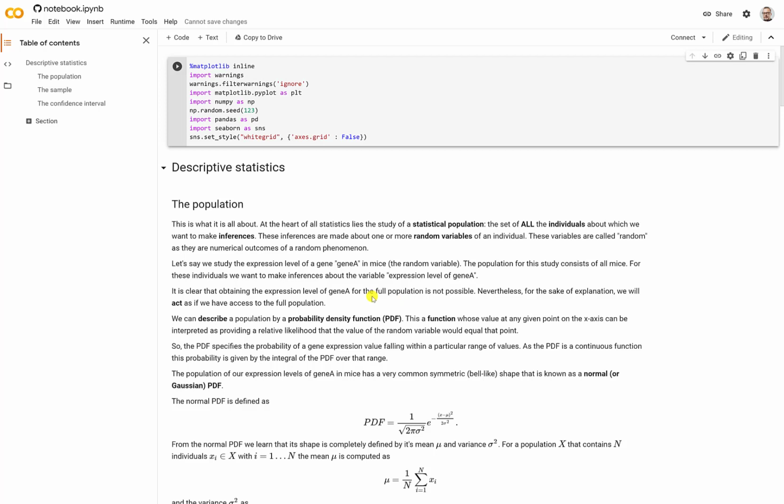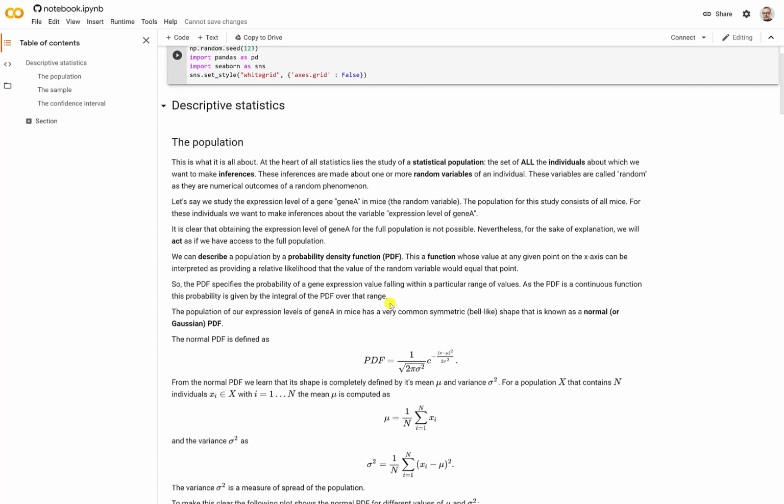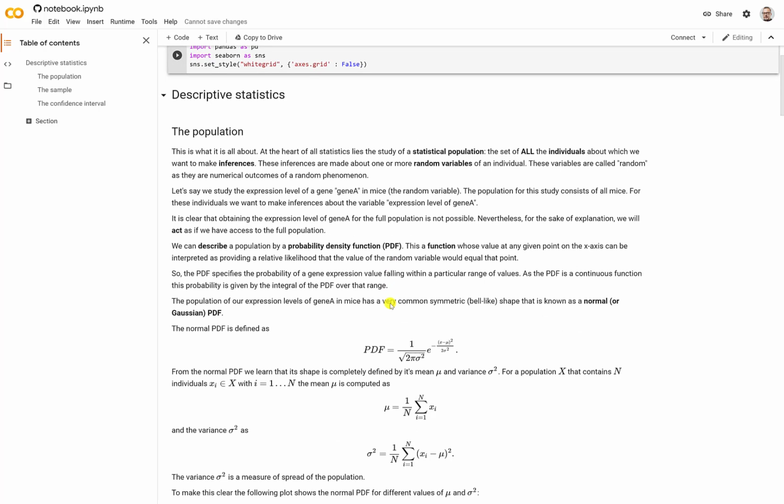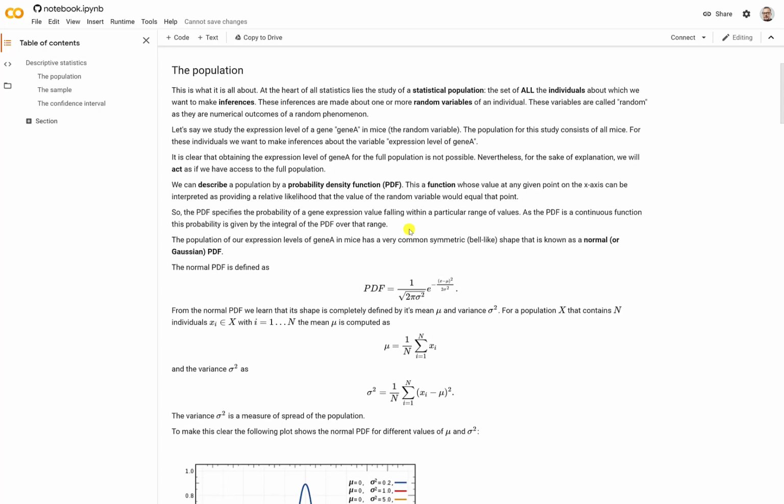So it should be clear that we don't have access to the expression level of gene A in all mice. So we will have to limit the information that we can use to make claims, inferences about the population of all the mice, right? Now, it's important to understand that in order to explain all these concepts behind the statistics, we will act as if we do know the expression level of all the mice, right? So we're going to use Python code and simulate the idea of actually knowing everything about the population, and then trying to infer that again using samples, and that will be made much more clear once we go through this course, okay?